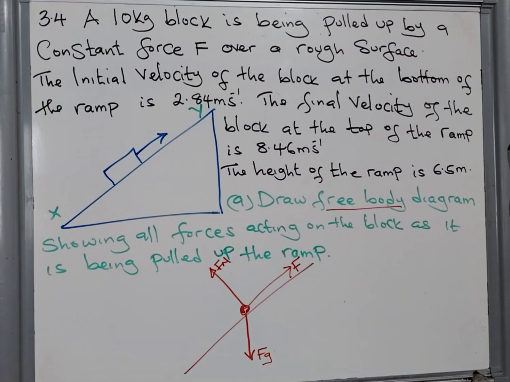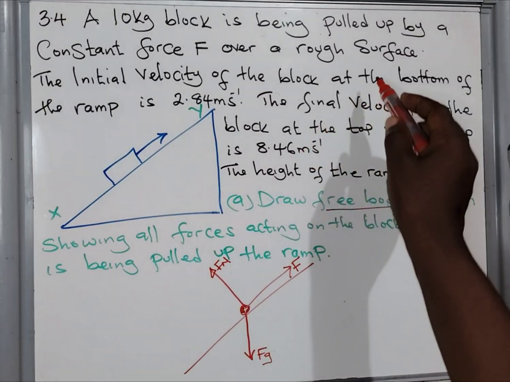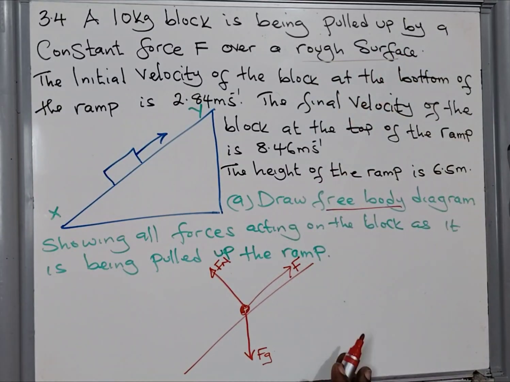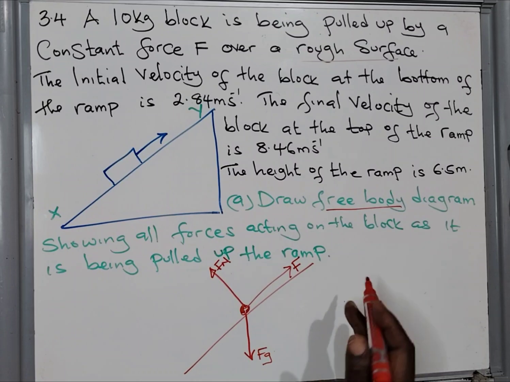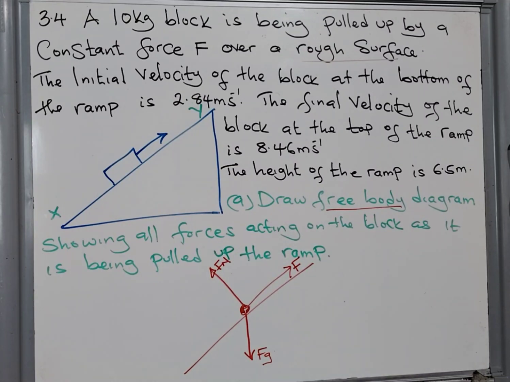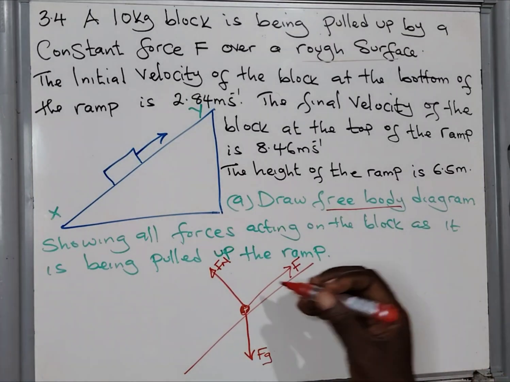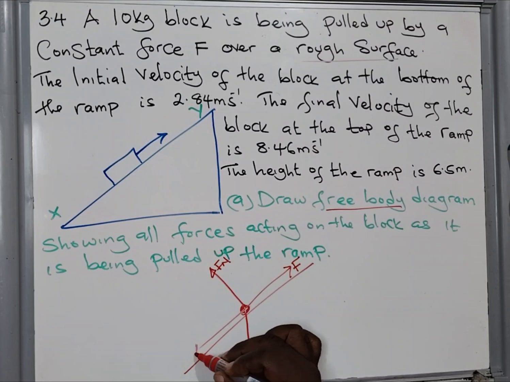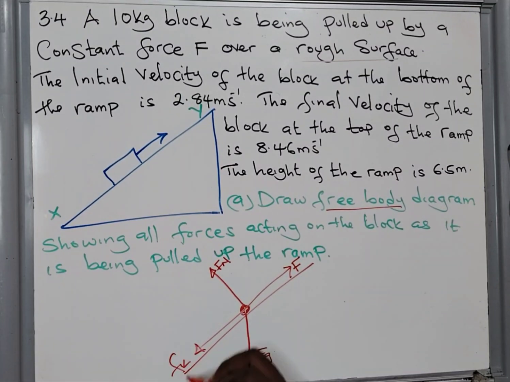But they said that the surface was rough. What does that mean? That means that there is friction force on this surface, and friction force opposes motion. So if the body is going upwards, our friction force is parallel and opposite to displacement. So this is it. This is the free body diagram showing all forces which are acting on our block.